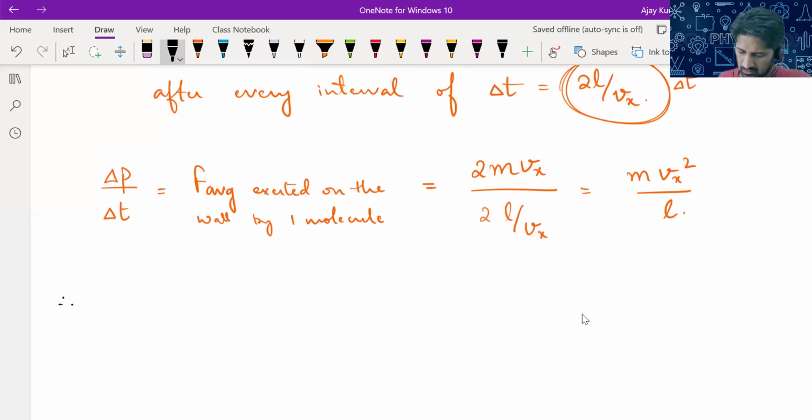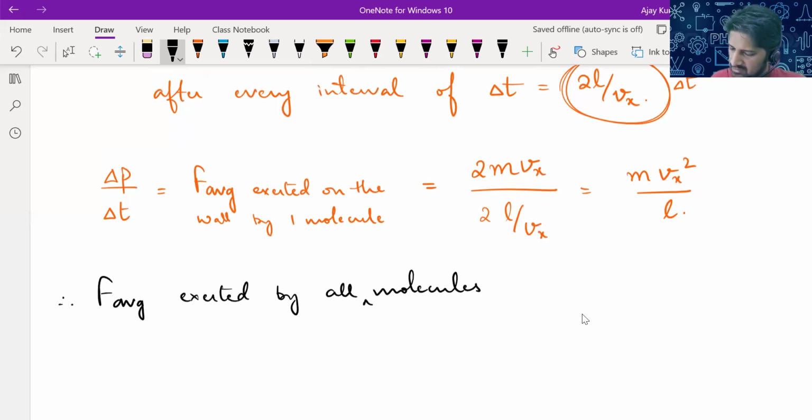Therefore, the average force exerted by all molecules. All means, let's say there are n naught molecules. It would be n naught multiplied with mvx square by L. One molecule exerts a force of mvx square by L, then n naught molecules will exert a force of n naught times mvx square by L.